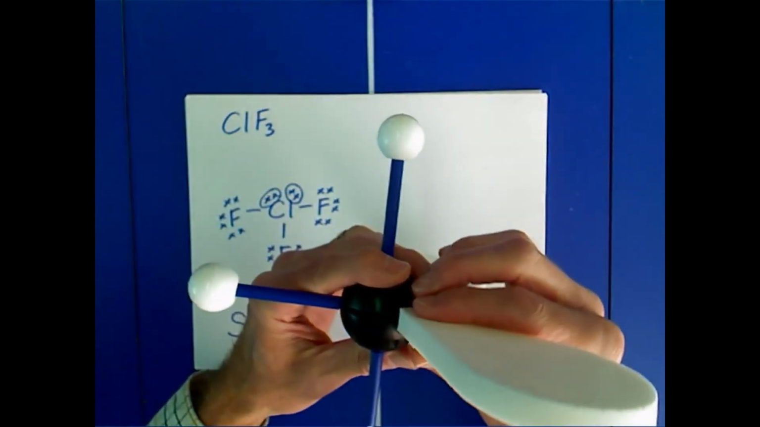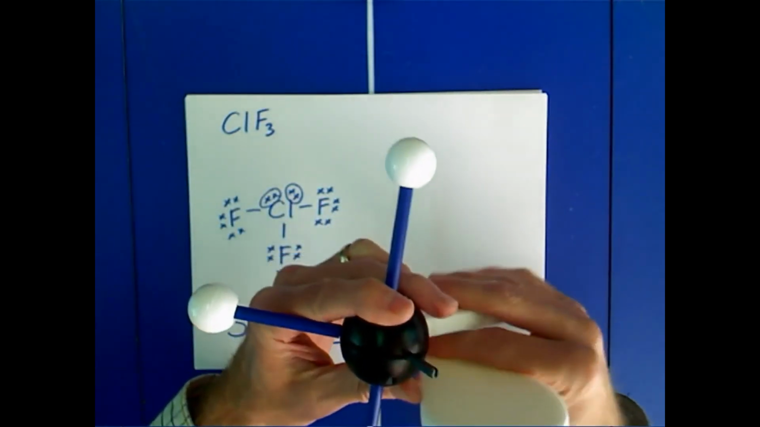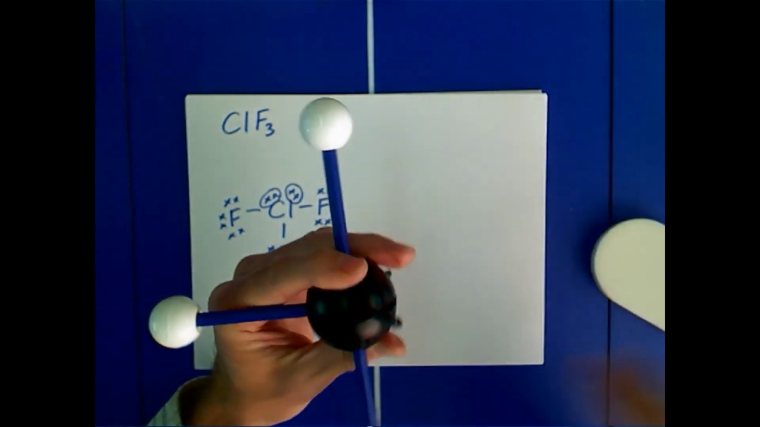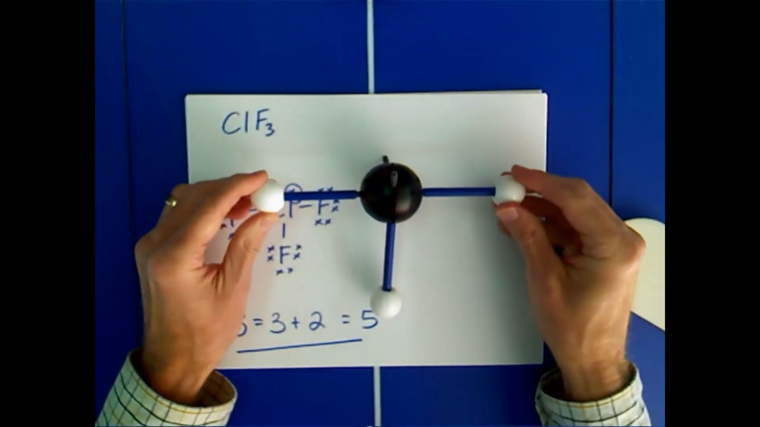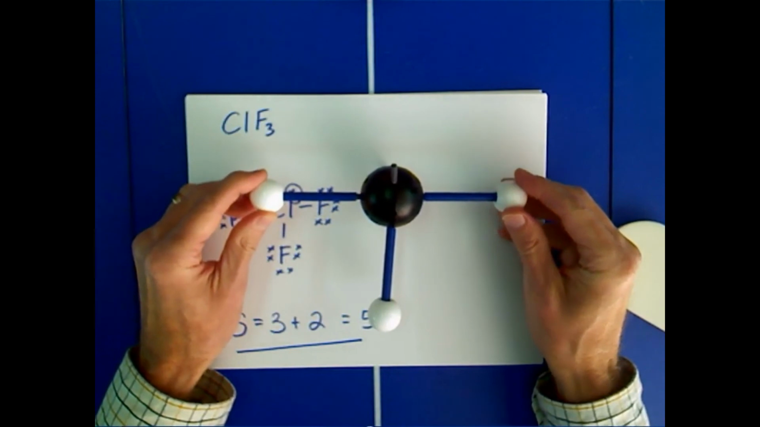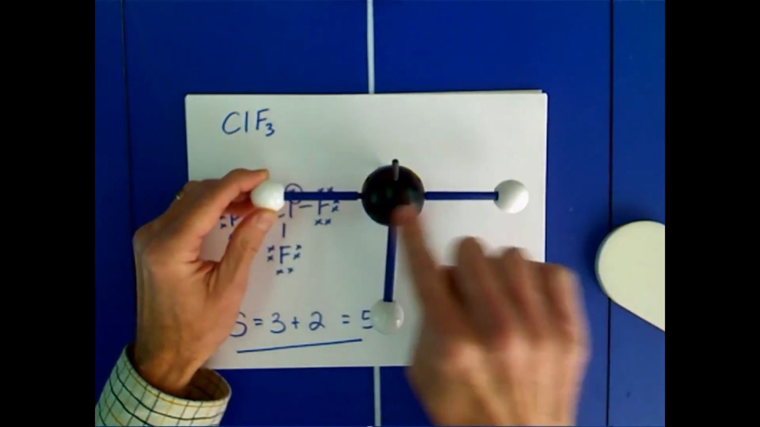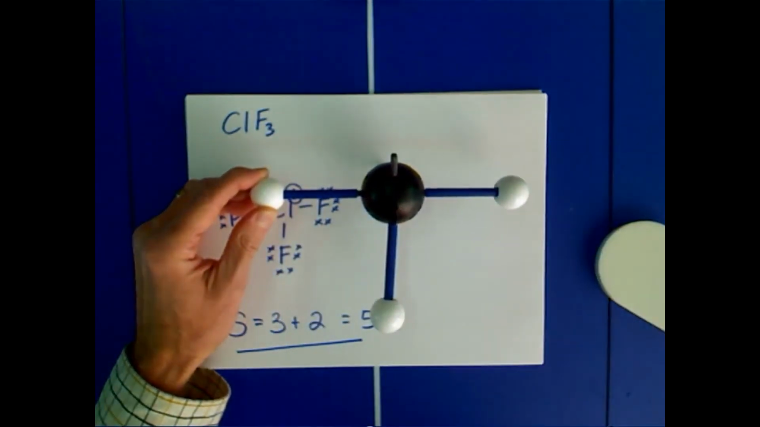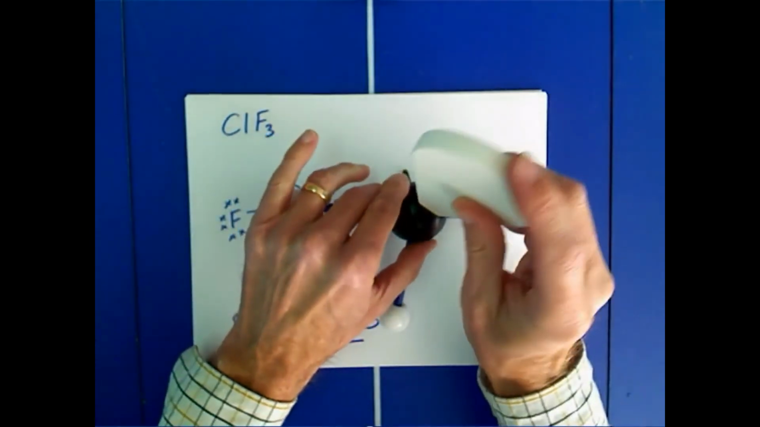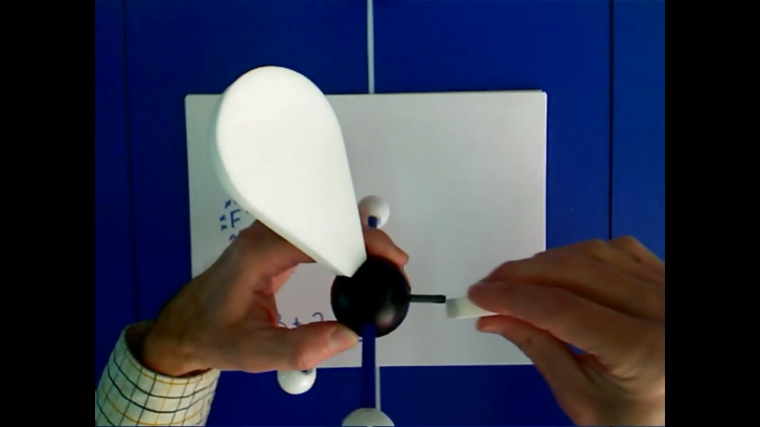If we want to describe the molecular shape, we're going to remove the lone pairs, and we see that the structure that we're left with looks kind of like a T. So we call this a T-shaped molecular structure, even though the electronic geometry is trigonal bipyramidal.